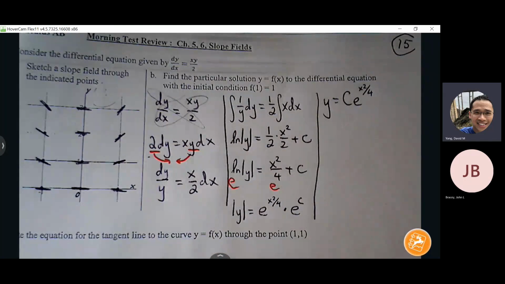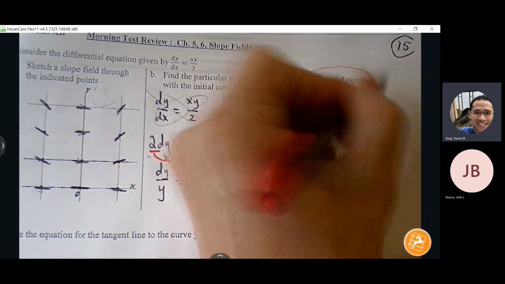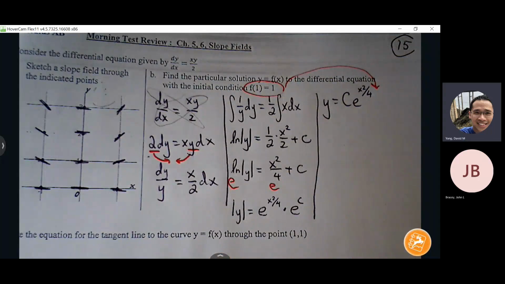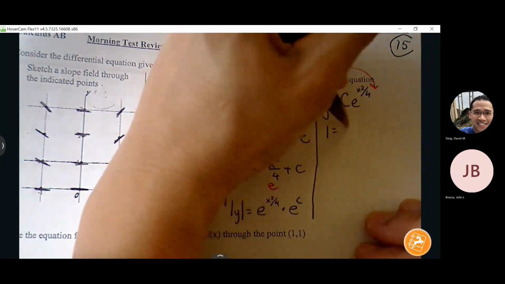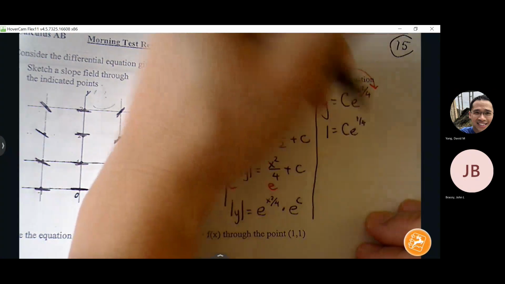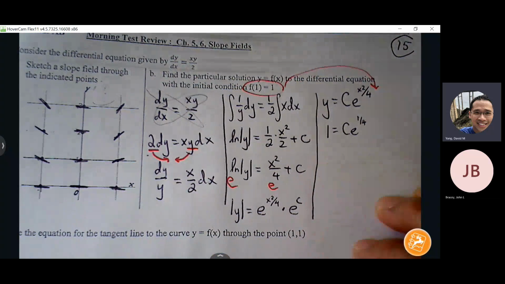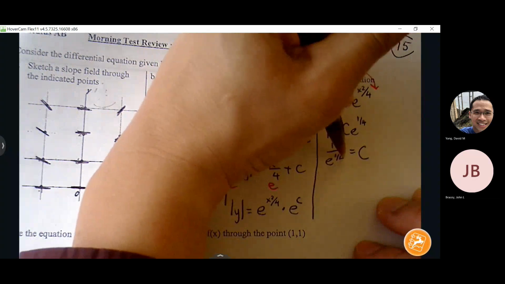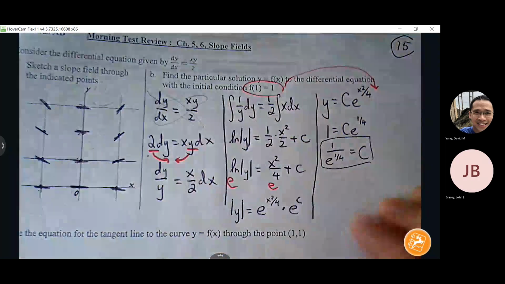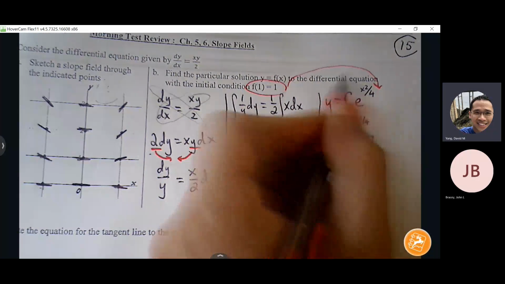Right, so now I've cleaned this up enough where I'm going to go ahead and plug in my ordered pair, solve for C. One in for x, one in for y. Okay, divide by e to the 1/4 to solve for C. So now just put this in place of my C value to get my specific solution.